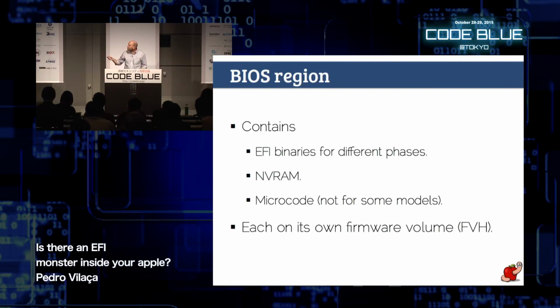Important thing, everything happens in a firmware volume. A firmware volume is a container for different data on EFI. For example, the NVRAM is a firmware volume. Different binaries will be in different firmware volumes.